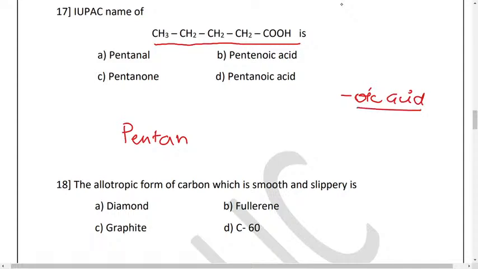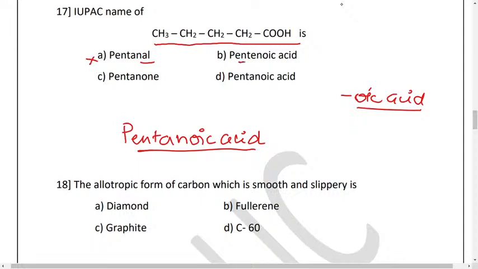Now, the first letter of oic acid is a vowel. Therefore, the end letter of the primary suffix ANE is replaced by the secondary suffix, oic acid. What is the IUPAC name of this compound? Pentanoic acid. Understood, dear students? If I consider the first option, pentanal, AL stands for aldehyde. It is not the correct option.